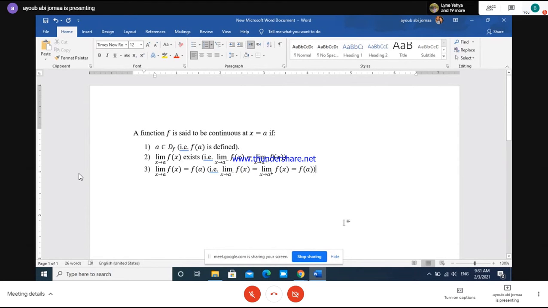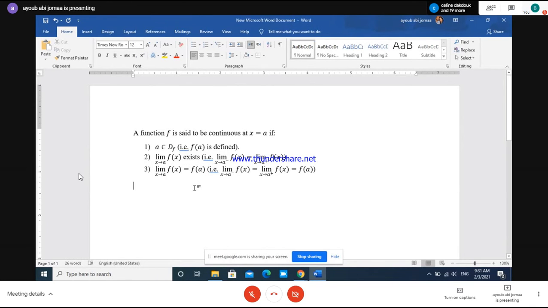So the three conditions. One, the number is in the domain, it means that the function is defined at this given number. Two, the limit as x approaches this number exists. It means the limit from the left is equal to the limit from the right. And three, the limit of the function is equal to the value of this function at the given number. This means that the limit from the left is equal to the limit from the right is equal to f of a. Sometimes we replace these three conditions in one statement only, which is this.